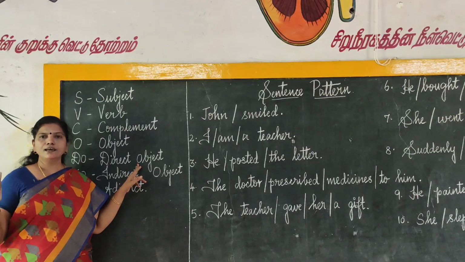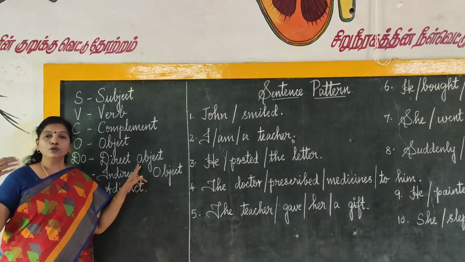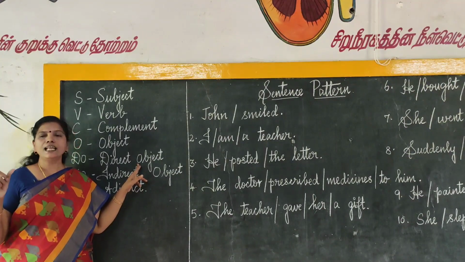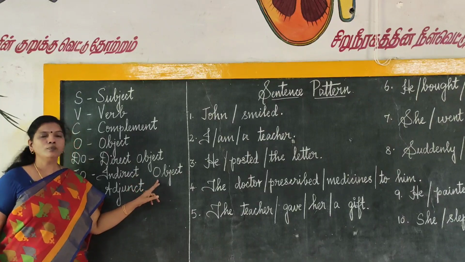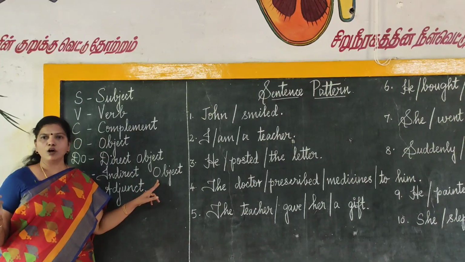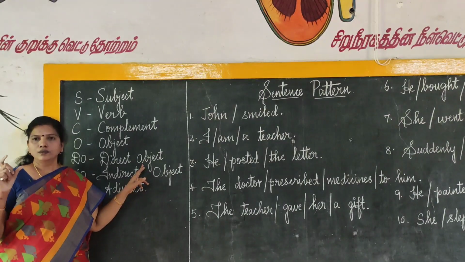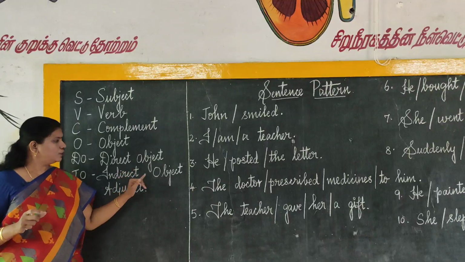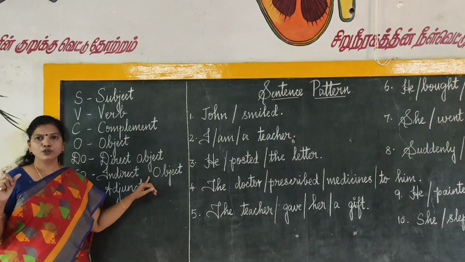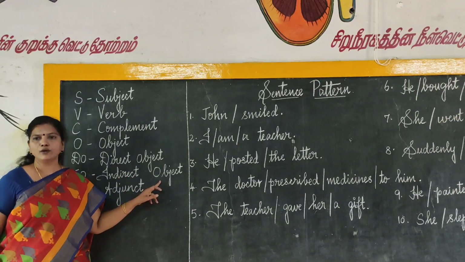John writes a letter to his mother. To whom did he write? To his mother. When we get an answer for the question to whom, then it becomes the indirect object. Direct object is what? The thing which receives the action. To whom? When we get an answer for the question to whom, then it becomes indirect object.